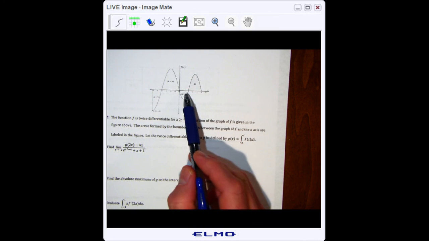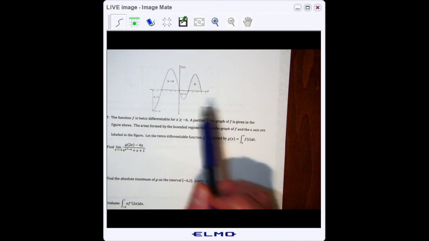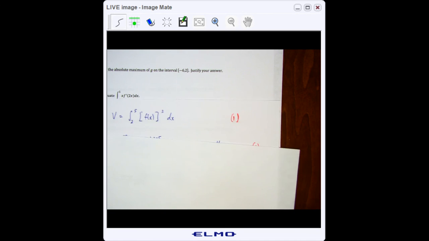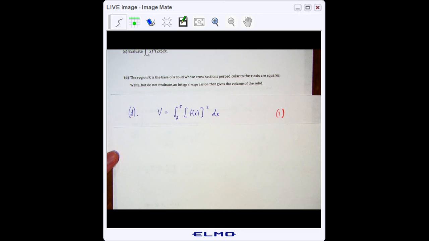Well, the volume is just the integral of the area of the cross section. Since the cross sections are squares, it's just going to be the integral of f of x squared from 2 to 5. So that was just 1 point. You didn't have to solve it, just set it up.